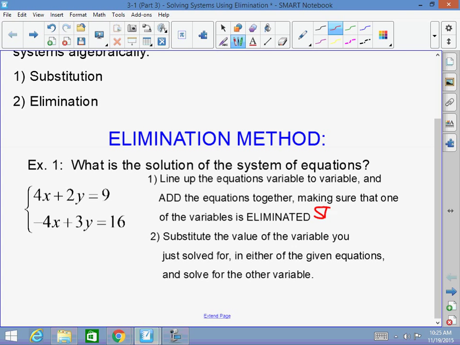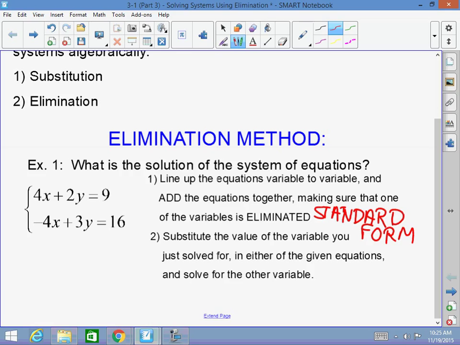Standard form. If you remember, standard form is ax plus by equals c. So whenever they give you the equations and you want to solve them using elimination, go ahead and use standard form. In this example, they are already both in standard form. And then it says, add the equations together, making sure that one of the variables is eliminated.